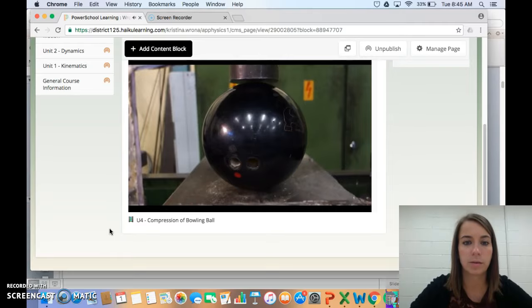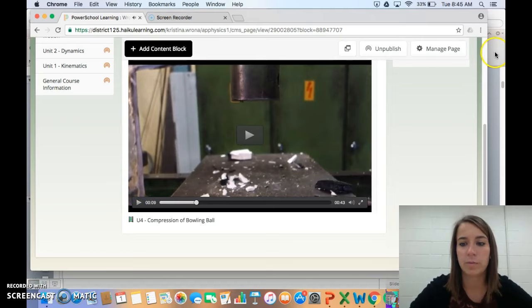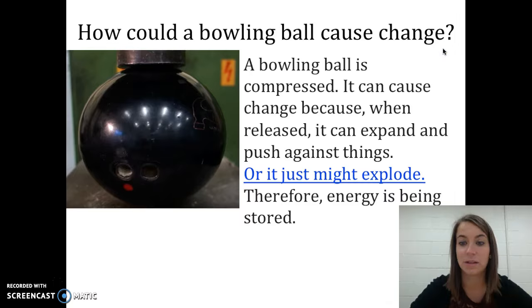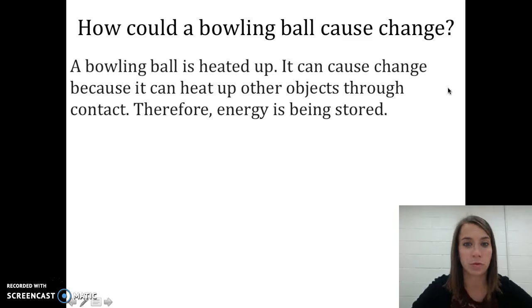This is a hydraulic press pushing down on a bowling ball. There you go. When you press down on a bowling ball, it has the ability to cause change by either being released, expanding, or just causing an explosion. One other way would be if a bowling ball were heated up. So if you had a really hot bowling ball, it can cause change because it can heat up other objects through contact. Therefore, energy is being stored in it if it is really hot.